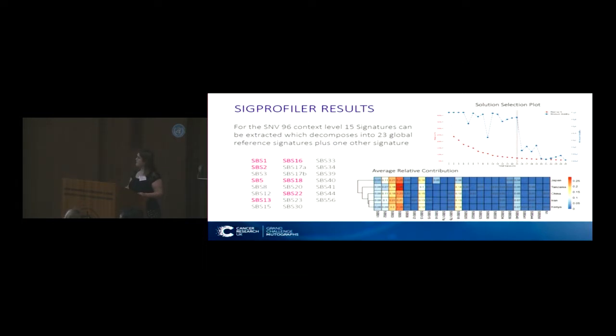And this gets decomposed into 23 global reference signatures plus one new signature. However, this one new signature is found in a very small number of cases. We actually think that as the algorithm improves, this might disappear. It has very similar features to some of the reference signatures. And in the lower corner, you can see a heat map of those signatures which we can extract. And again, we've grouped them by country so that you can get a clear picture of how things are changing, but overall it looks remarkably similar.